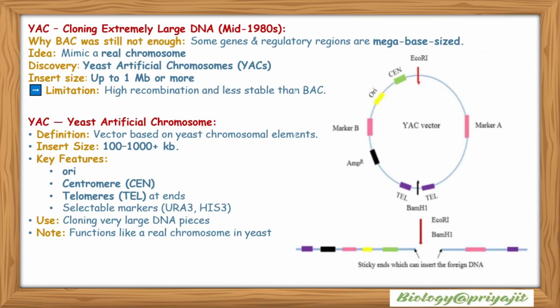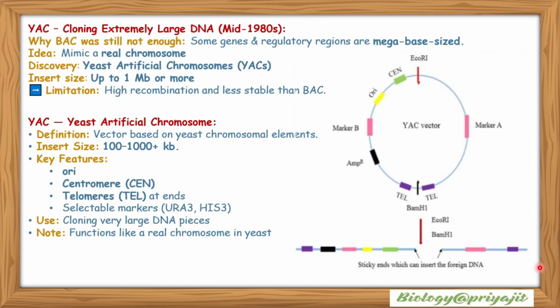YAC, for cloning extremely large DNA. It was developed in the 1980s. Why was BAC still not enough? Some genes and regulatory regions are megabase sized. The idea: mimic a real chromosome. So Yeast Artificial Chromosomes or YACs were developed, with insert size up to 1 megabase pair or more, but the limitation: high recombination and less stable than BAC.